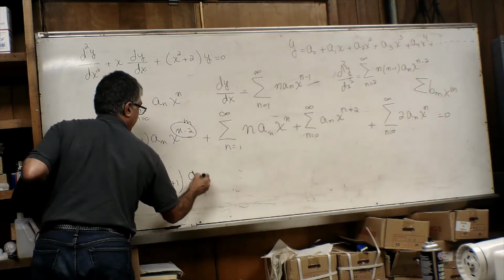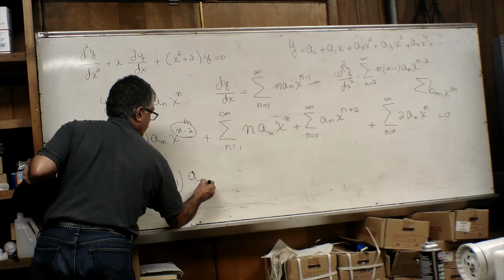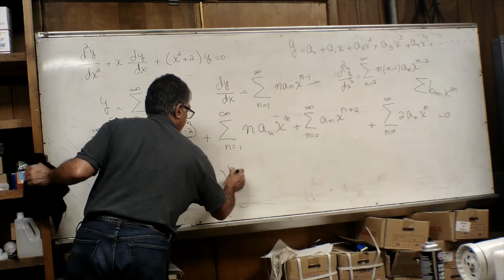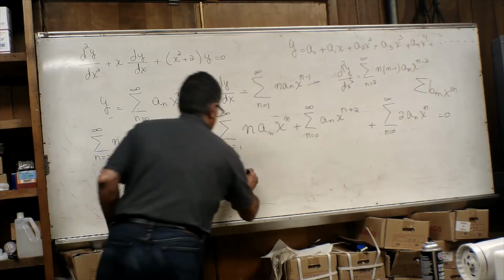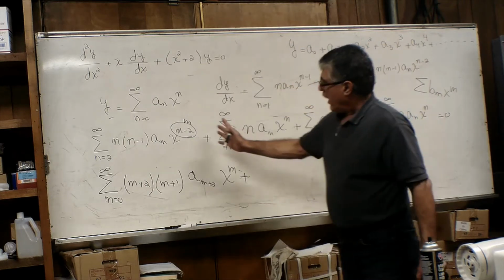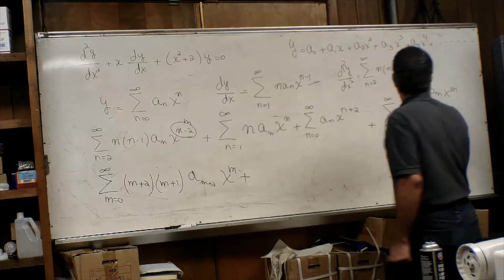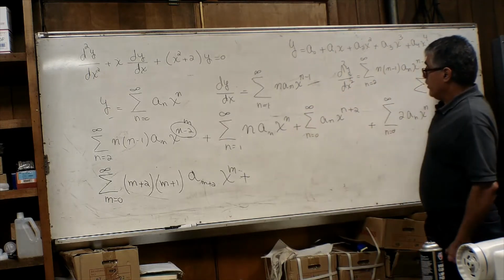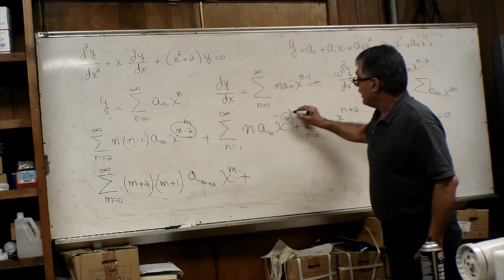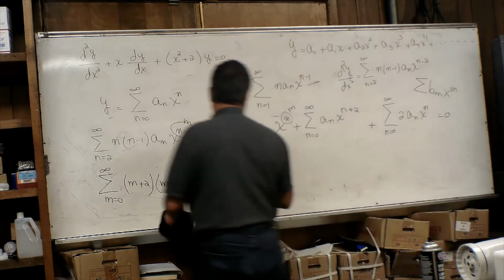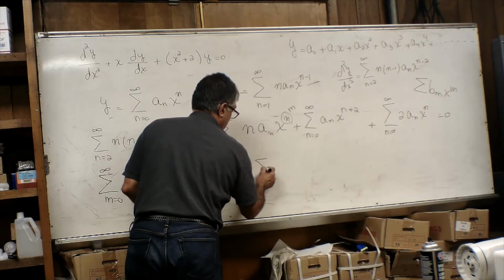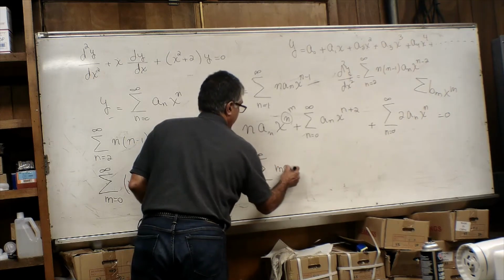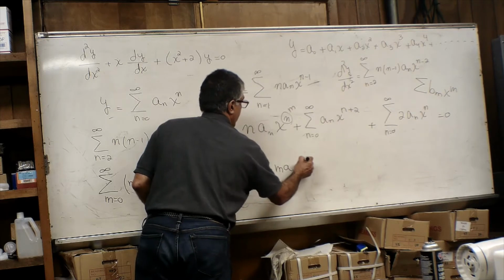times a of m plus 2 x to power m, plus. So we have written our first portion in this form. Now the second portion, in order to write it in that form, all we have to do is assume that m is equal to n. So it's going to be summation of m equal to 1 to infinity of m a m x to power m.